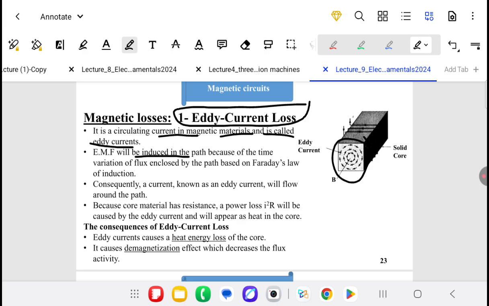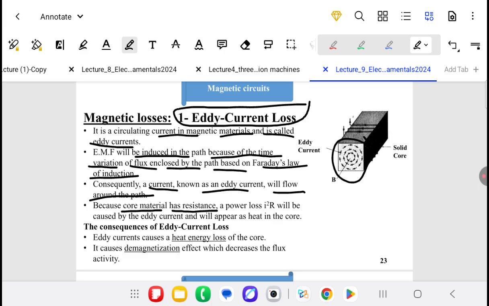EMF will be induced in the path because of the time variation of flux enclosed by the path, based on Faraday's law of induction. Consequently, a current called the eddy current will pass in the core. The core material has resistance, so we have power losses I square R, the eddy current squared times the resistance, which are caused by the eddy current and appear as heat in the core.